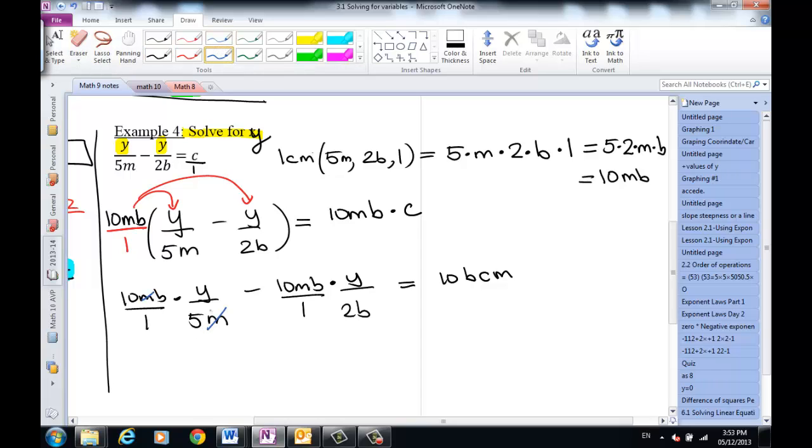Well, m divided by m is 1. 5 and 10 divided by 5 is 2. 5 divided by 5 is 1. So in this first piece, I'm left with 2by.